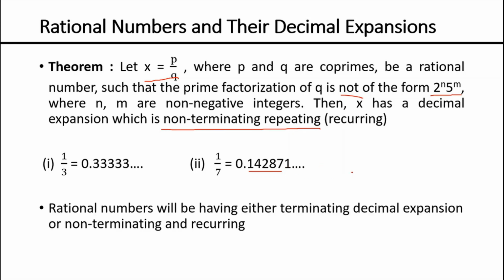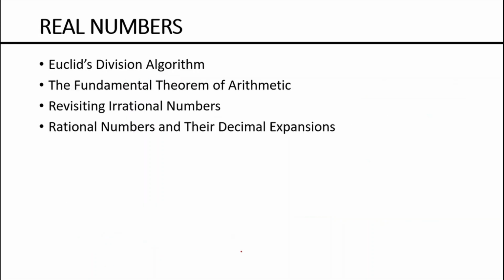From all these three theorems, we have seen that rational numbers will be having either terminating decimal expansion or non-terminating and recurring decimal expansion. Wherever q or the denominator is of the form of 2 to the power n multiplied by 5 to the power m, you will be getting a terminating decimal expansion, and wherever the denominator is not of that form, you will be getting a non-terminating and recurring decimal expansion.